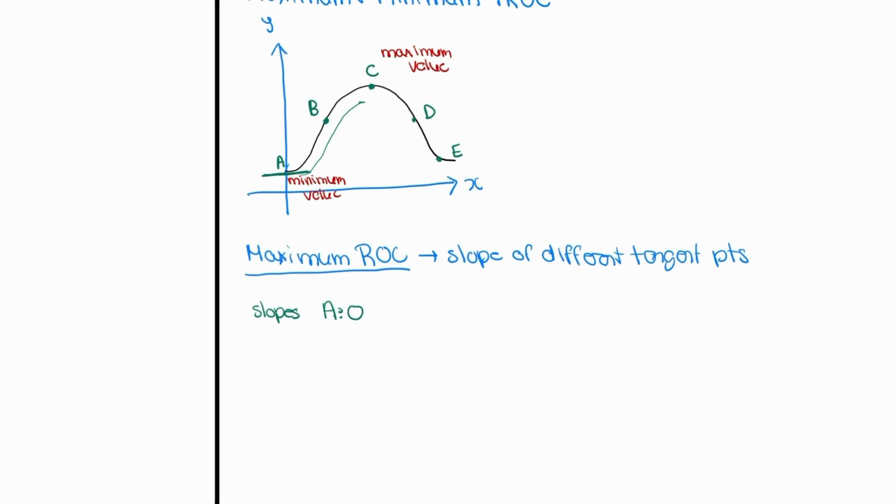As I move up this curve, the slopes get progressively steeper in the positive direction until I get to point B. And when I get to point B, they are very positive. So we can say that from A to B, the slope is increasing.